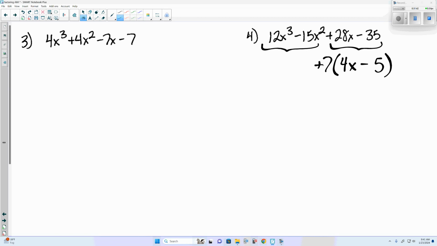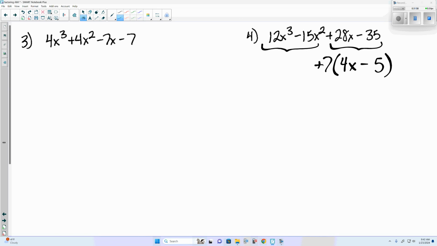Now we know we don't need to factor out a negative 7, because if we look at the first term with 28x and 35, we have positive, negative. If we look at the cubed and squared, cubed is positive, squared is negative. So the signs are already matching. So we have this here.